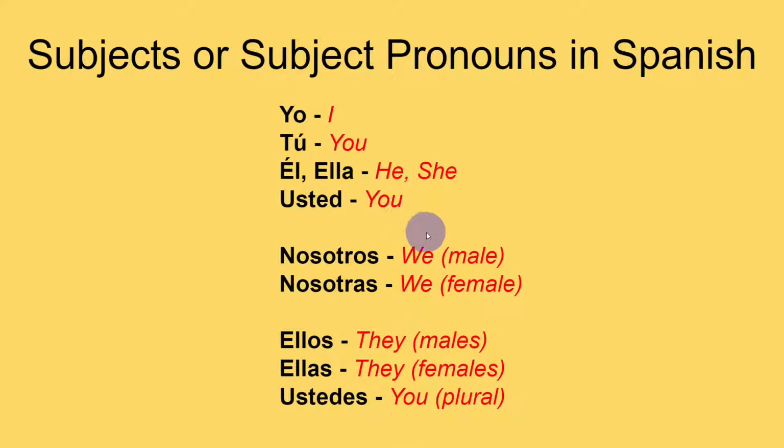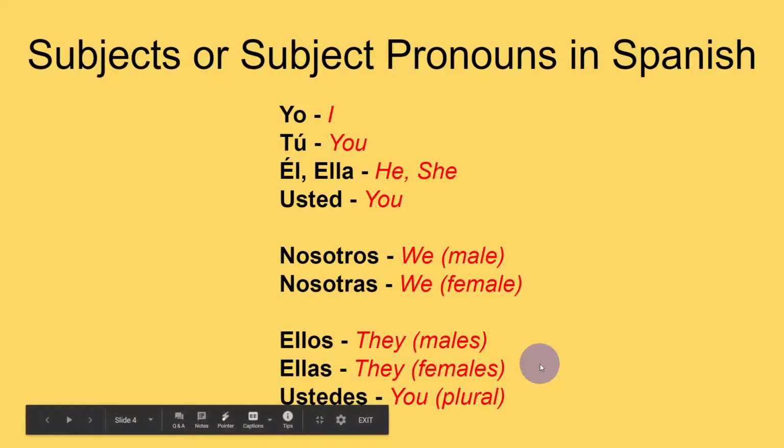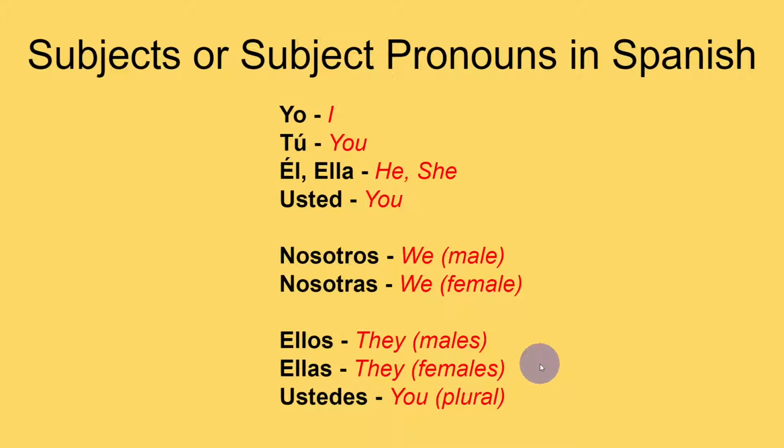Nosotros is we. Nosotros is all males in we. We for females is nosotras. They for males is ellos. They for females is ellas. You in plural, in a formal way, is ustedes.